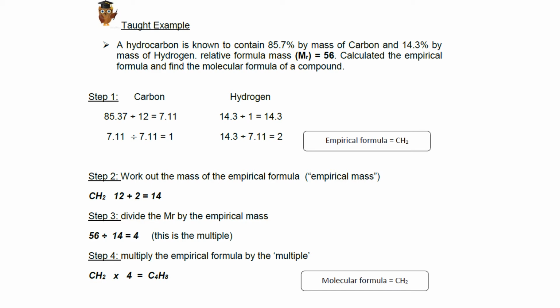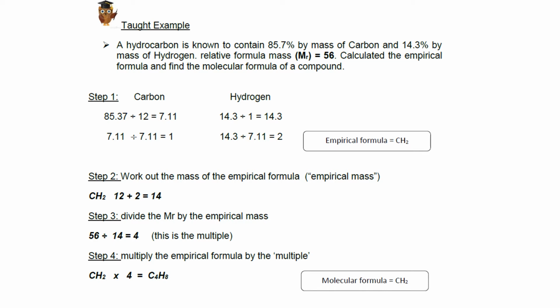So we're going to look at an example of how we turn an empirical formula that we've just calculated into a molecular formula. We need to have the MR to be able to do that. The vast majority of this method is the same as what you've done for empirical formula, and then there's just one last step at the end. A hydrocarbon is known to contain 85.7% by mass of carbon and 14.3% by mass of hydrogen. They've told us that the MR is 56. Calculate the empirical formula and then find the molecular formula.